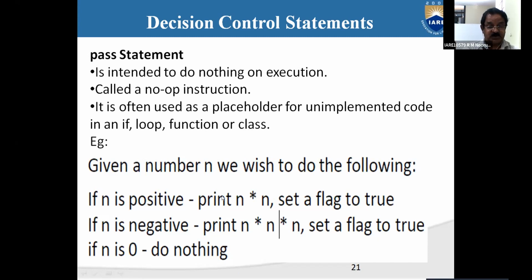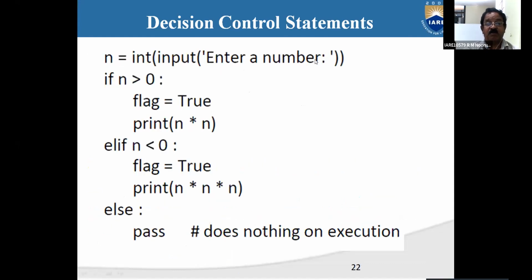Say for example, in this particular example, you enter a number, and if n is positive, you print n square and set the flag to true. If n is negative, you print n cube and set the flag true. If n equals 0, do nothing. You input the number, and if n is greater than 0, you assign true to the flag and print n square. If n is less than 0, it initializes the flag to true and prints n cube. Else pass means it's not going to do anything during the interpretation.